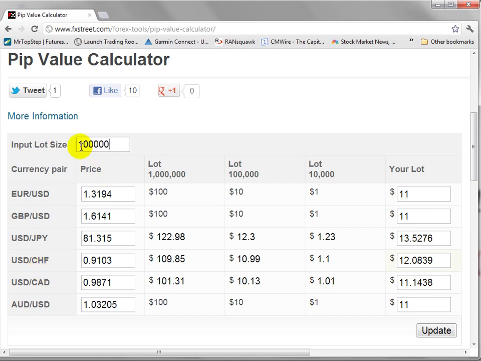Let's start with a standard unit of 100,000. Right now, at the current prices, we're talking about a little over $12 per pip in the dollar yen, about $11 per pip in the dollar franc, and in the dollar Canadian, we're talking right at $10 a pip. Now it's obvious from this that a pip is always going to be around the $10 mark. Remember, I told you it might be $8, it might be $12, it's probably going to be somewhere in between. So we know approximately, but we want to know exactly how much we stand to make or lose, and this is how we do it.